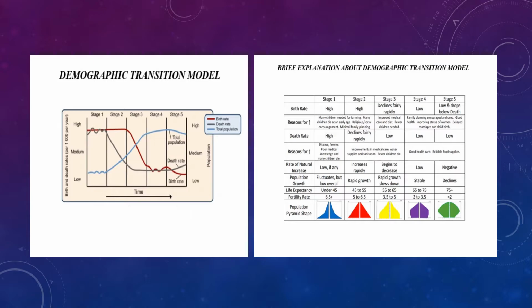Second, the death rate declines fairly rapidly. Here you can see it very easily. The death rate starts declining very rapidly. The reason for the lowering of the death rate is improvement in medical care, water supply and sanitation, and fewer children dying, etc. Very few children die because of the medical facilities.